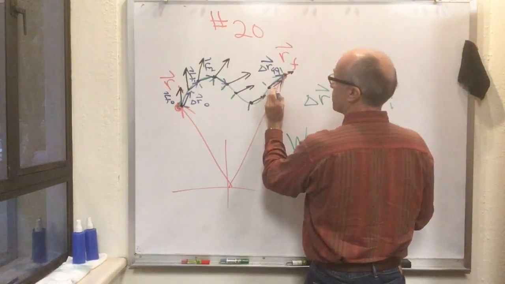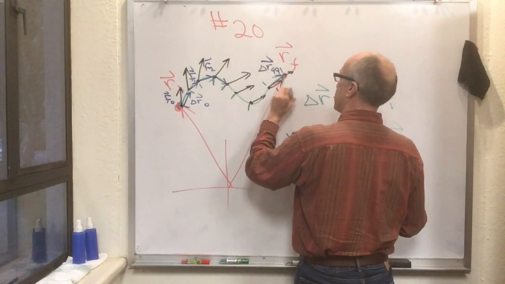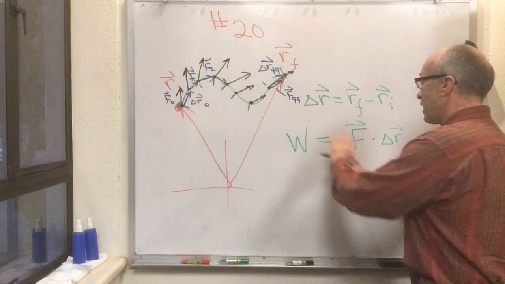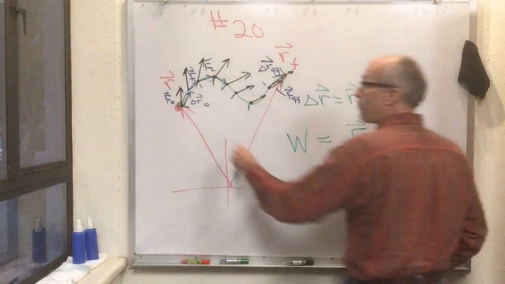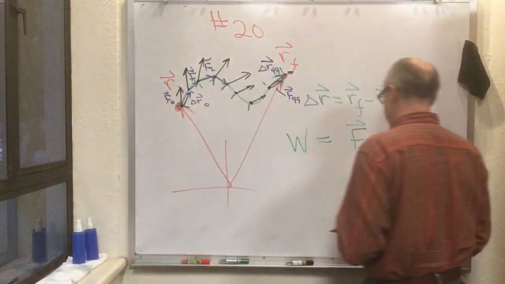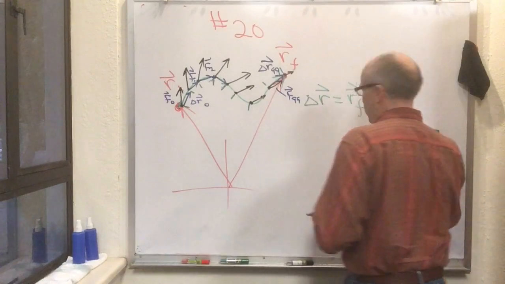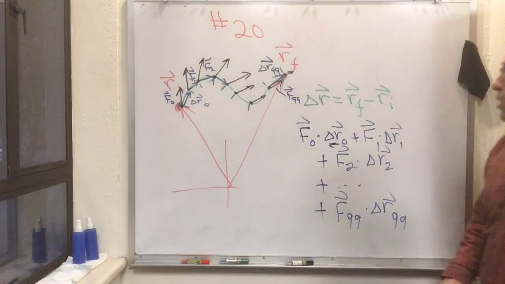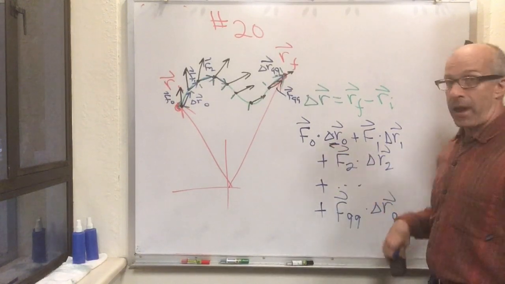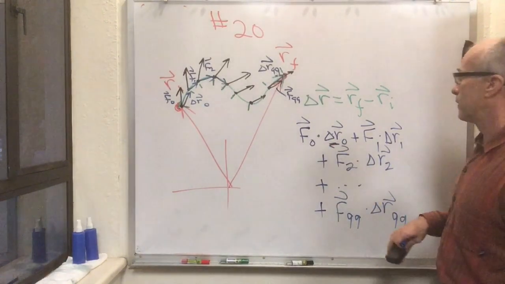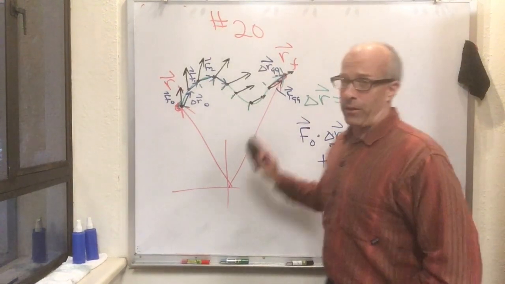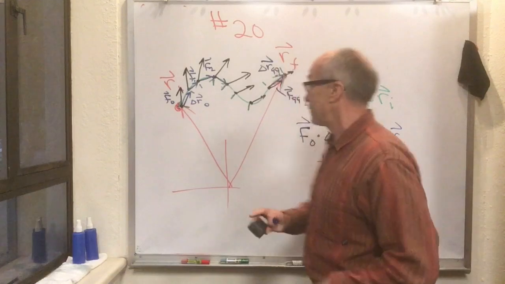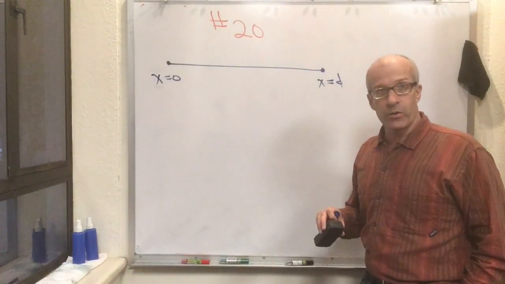And this black vector right here will finally be F sub 99. So here's how you do it. If it's varying like this, you have to add up all the little bits of work, all the little bits of work that are done. That's how you go about calculating the total work done when the force is varying and the path is some crazy curvy thing. Now that's an awful lot to stomach, and I want to work it out for you in a special case. So here's my special case.